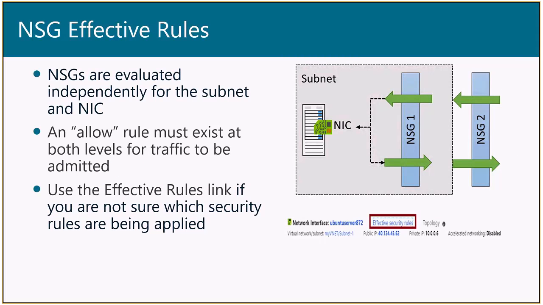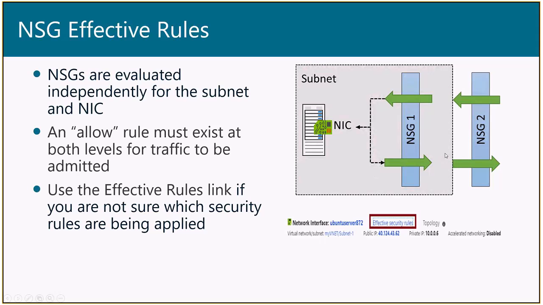We also have what's called an effective security rule. When we go into the lab, you'll see that effective security rule. Rules are evaluated independently for the subnet and for the NIC. An allow rule must exist at both levels for that traffic to be admitted. So this is a more secure setup, and if we have sensitive data, we might do this.